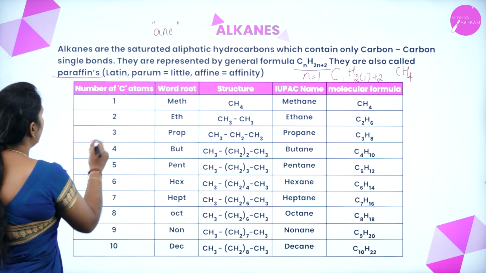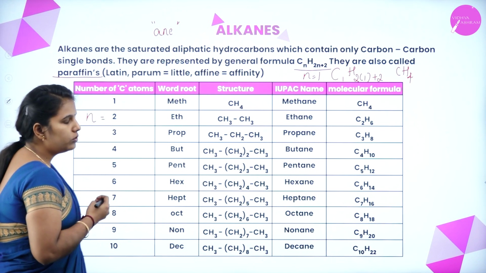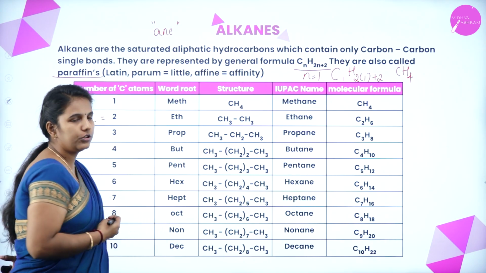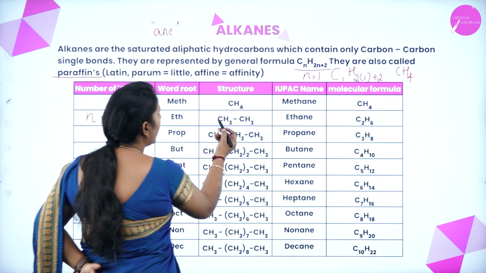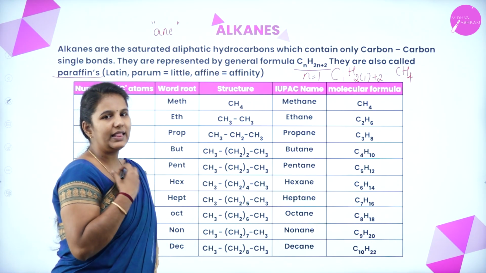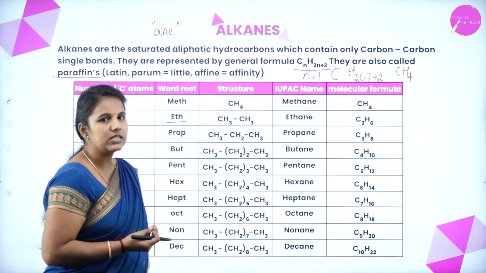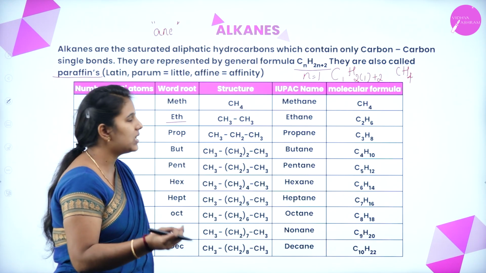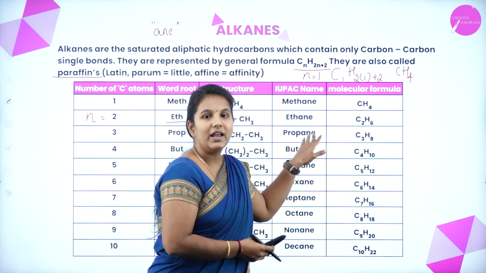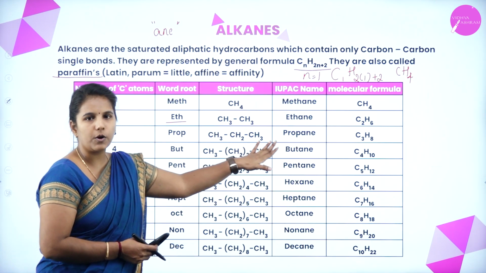Then if n is equal to 2, then there will be 2 carbon atoms. If you substitute into the formula, you will get 2 carbon atoms and 6 hydrogen atoms. So it is ethane. Why? Because the root word is eth, and the last part should end with ane because it is an alkane. So it is ethane. Similarly, if n is equal to 3, it will become propane.